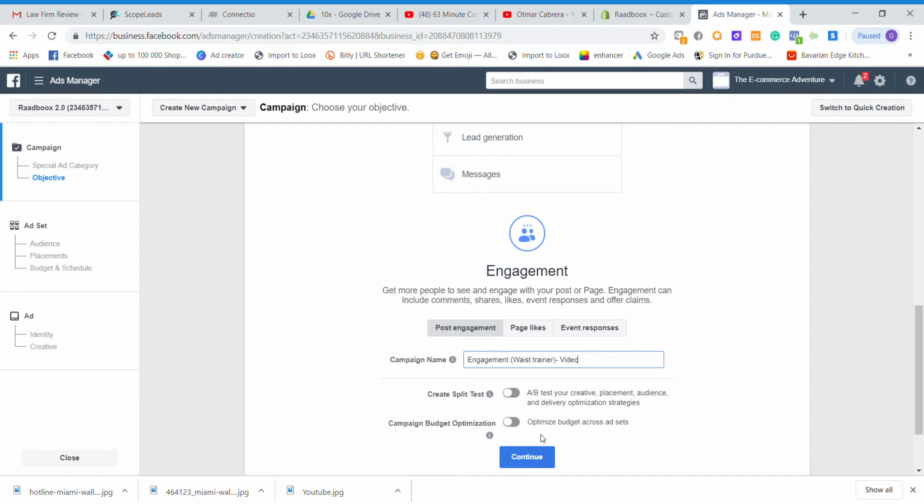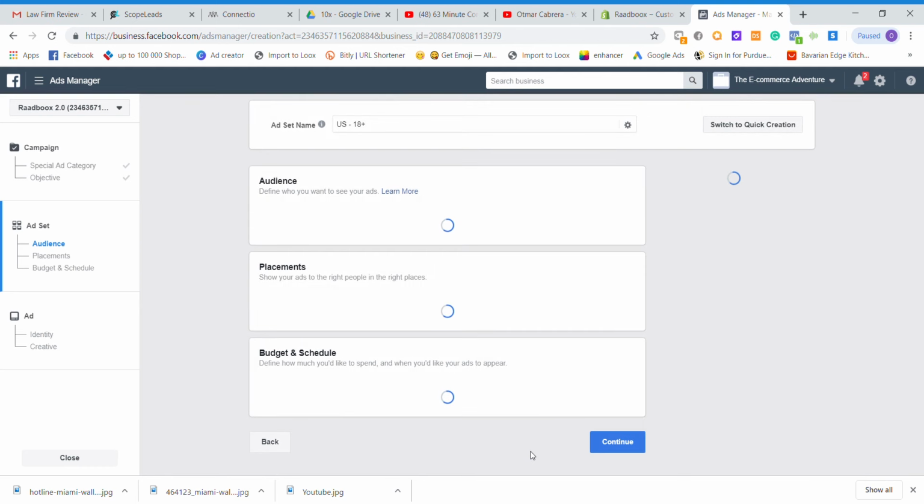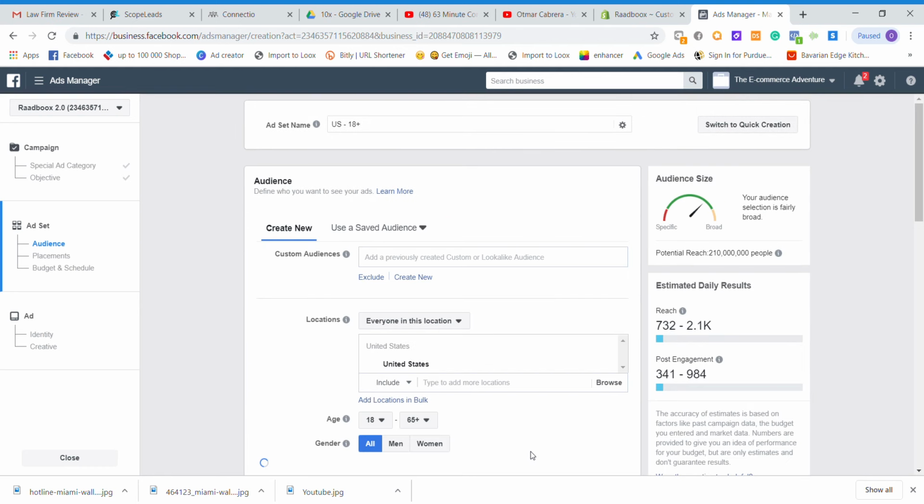Okay, so I usually don't do campaign budget optimization, not for testing purposes. This is the top of the funnel, guys, and I don't usually create split tests because that's something you're going to do later. Okay, so now here is the huge thing.